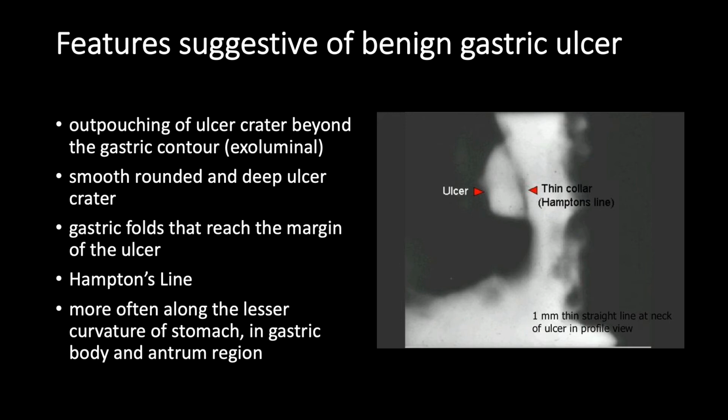The presence of outpouching of the ulcer crater beyond the gastric contour. It is smooth, rounded, and has a deep ulcer crater. It has smooth gastric folds that reach the margin of the ulcer. It exhibits Hampton's line, which is a thin millimetric radiolucent line seen at the neck of a gastric ulcer in barium studies. It is caused by a thin line of mucosa overhanging the ulcer's crater. Sometimes, more often along the lesser curvature of the stomach, the gastric body and antrum region are the most favorable location of a benign gastric ulcer.